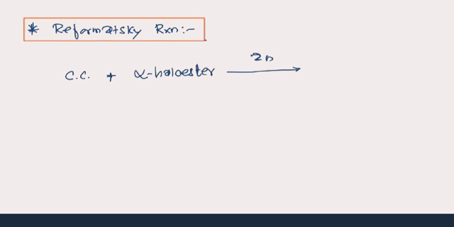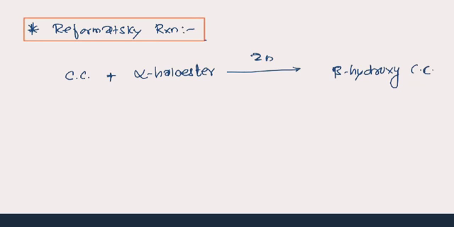It forms a zinc enolate ion, and later on the reaction proceeds. So there is a formation of a beta hydroxy carbonyl compound as the final product. Likewise, you can prepare this compound.